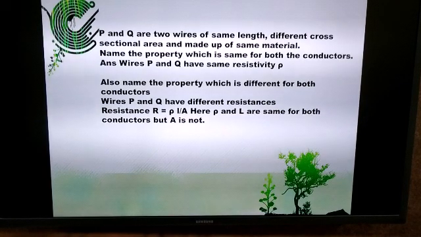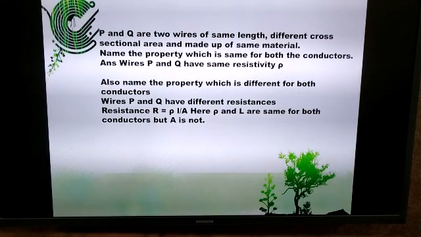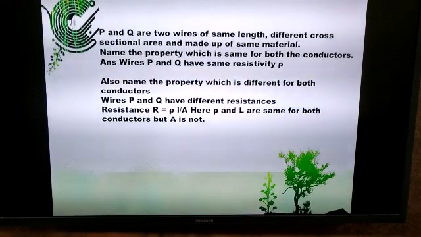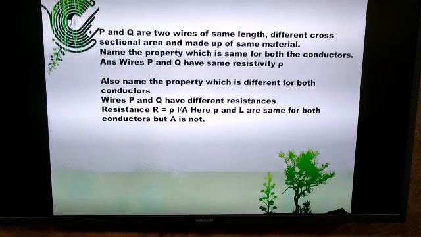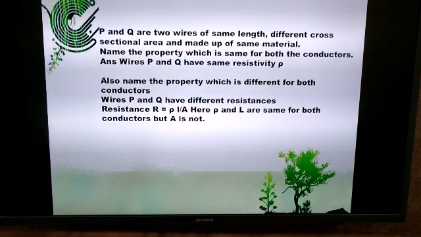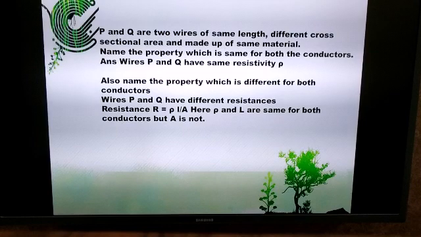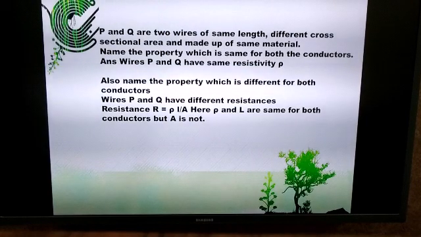For example, if you have two or three wires which are made up of copper, then all of them will have the same resistivity. Or if you have two or three wires which are made up of iron, they will have the same resistivity. So in this question, there are two wires P and Q of the same length, different cross sectional area and the same material. Which property will be the same? Of course, the resistivity of the two wires P and Q will be the same. But which property will be different for both the conductors? It will be resistance. Why?